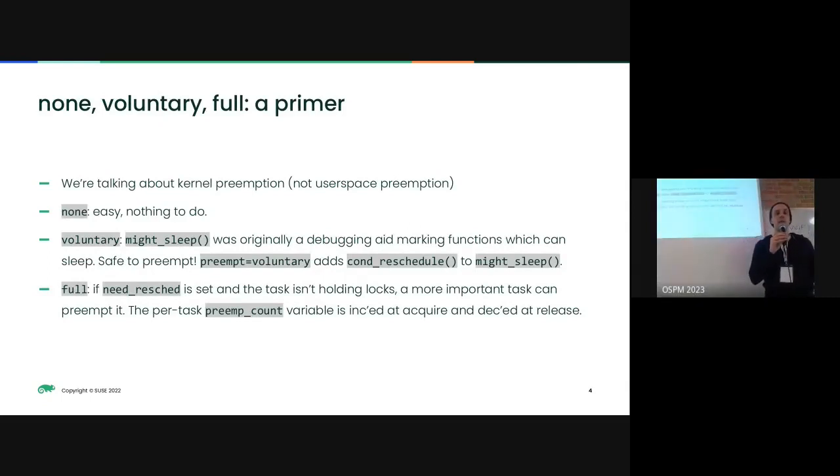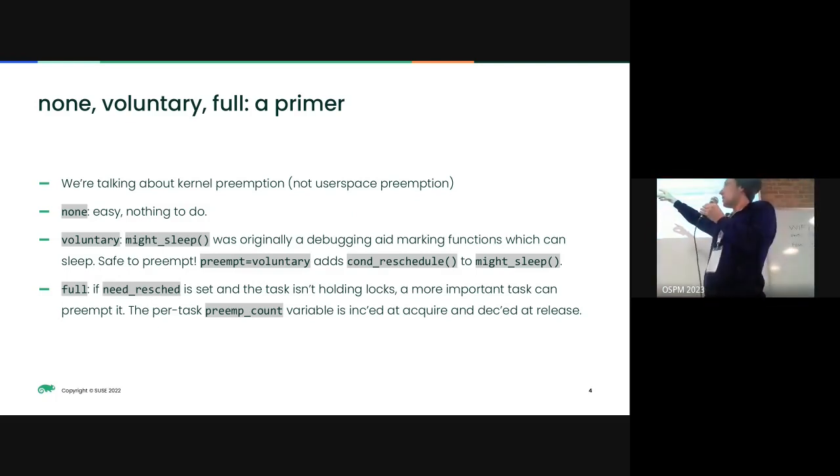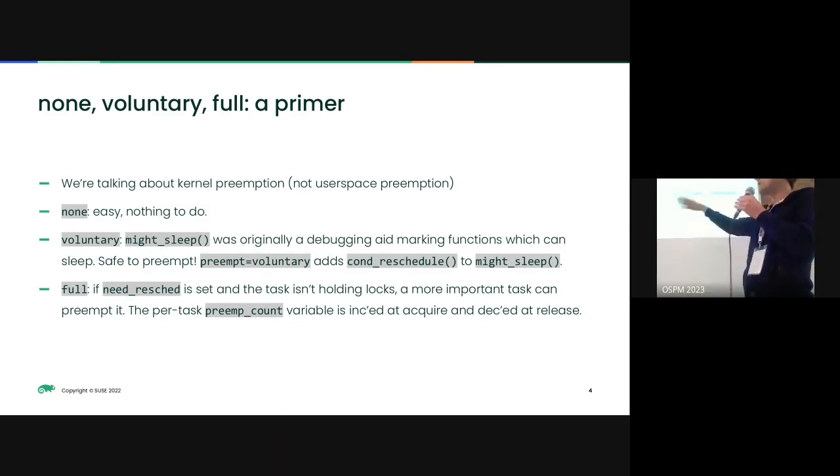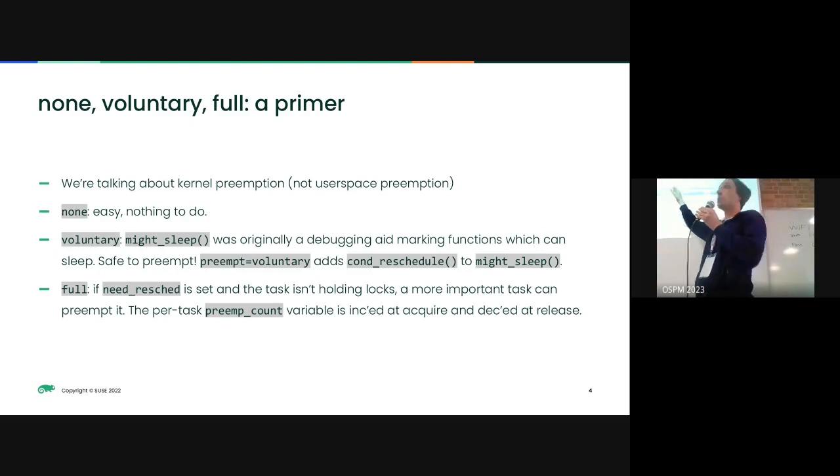Introduction on the flavors. First, we're talking about kernel preemption. So the kernel can preempt itself. We're not talking about user space preemption. That's a different thing. So what are those three flavors? What do they do? And how are they implemented? The first flavor is called none, and the kernel is not preemptible. This is how Linux started, 1991. This is how it was.